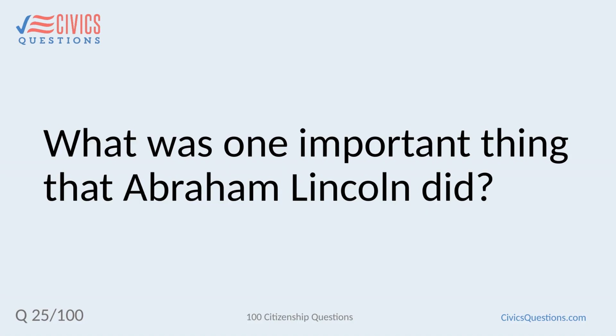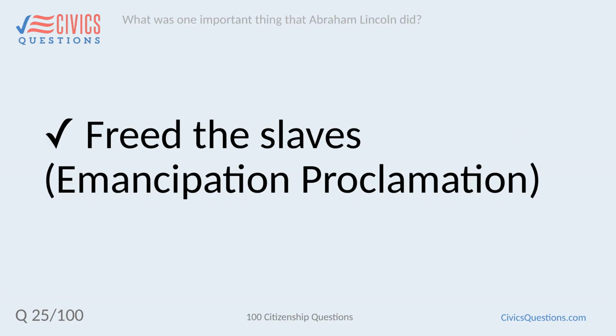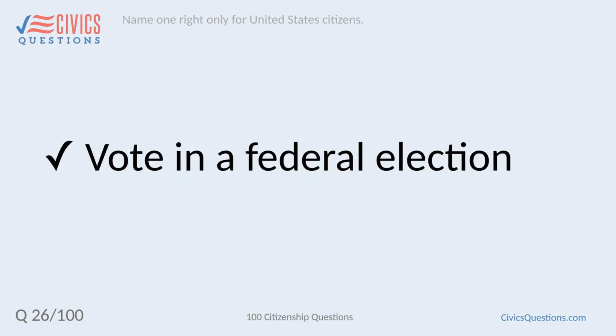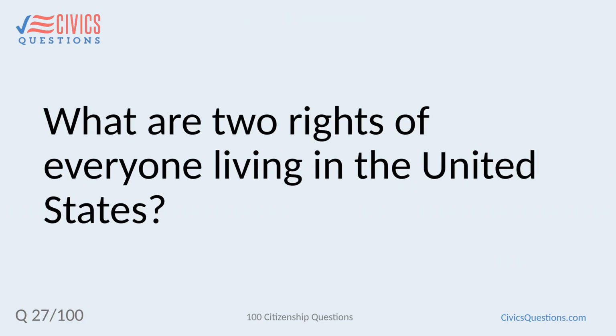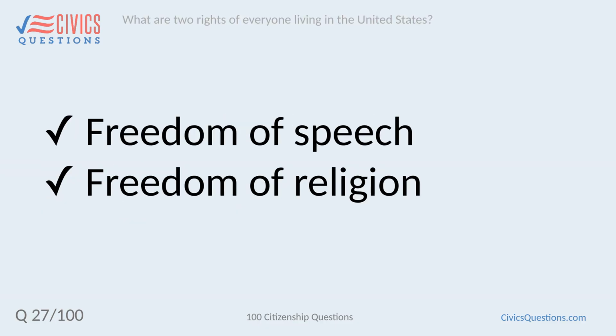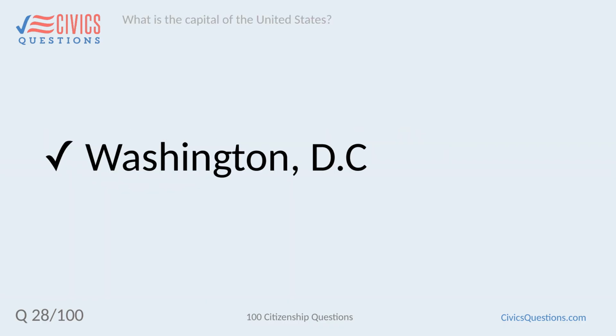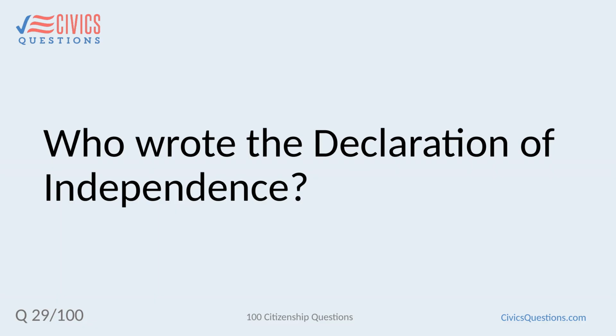What was one important thing that Abraham Lincoln did? Freed the slaves. Emancipation Proclamation. Name one right only for United States citizens. Vote in a federal election. What are two rights of everyone living in the United States? Freedom of speech, freedom of religion. What is the capital of the United States? Washington, D.C. Who wrote the Declaration of Independence?